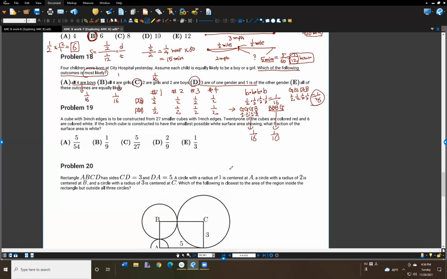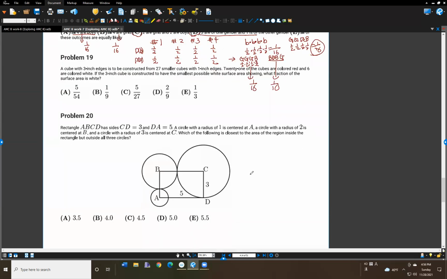It's okay. All right, number 19. A cube with 3 inch edges is to be constructed from 27 small cubes. 21 are all red, and the 6 are white. I think we did this one before. So when you construct, assemble again, right? Now we're gonna reassemble to have what? The smallest possible white surface area. Red is too much.